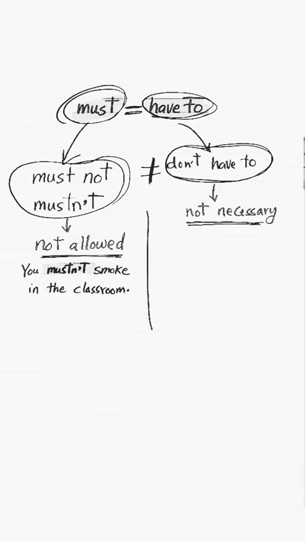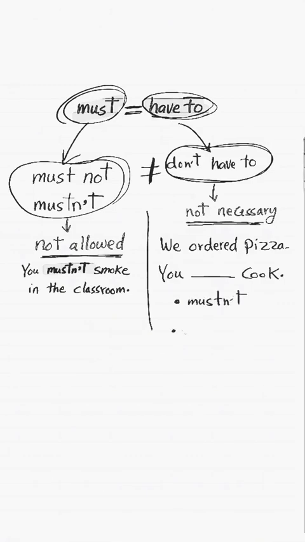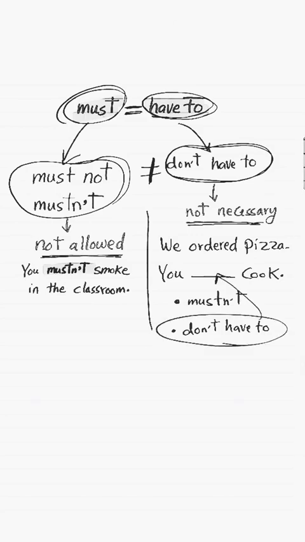But when I say, for example, we order pizza, you blank cook. You mustn't cook, or you don't have to cook. Focus, guys, here. A pizza is coming, so no need to cook. Not necessary to cook. But if you would like to cook, it's up to you, no problem will happen. Right? This is the meaning of don't have to.